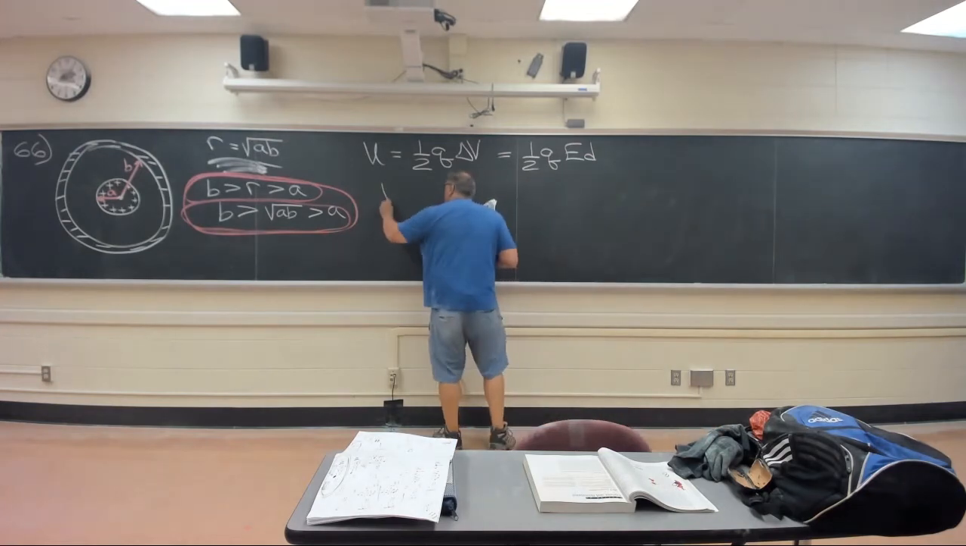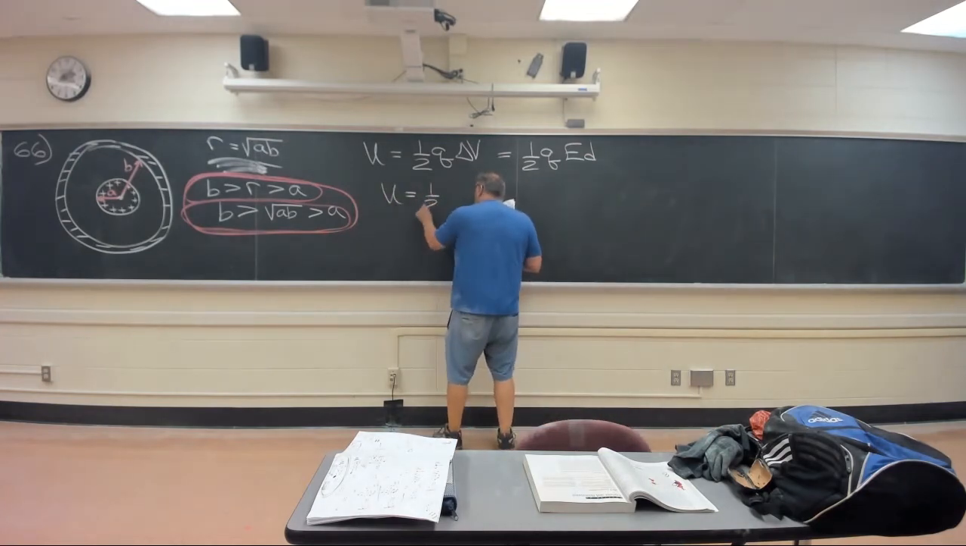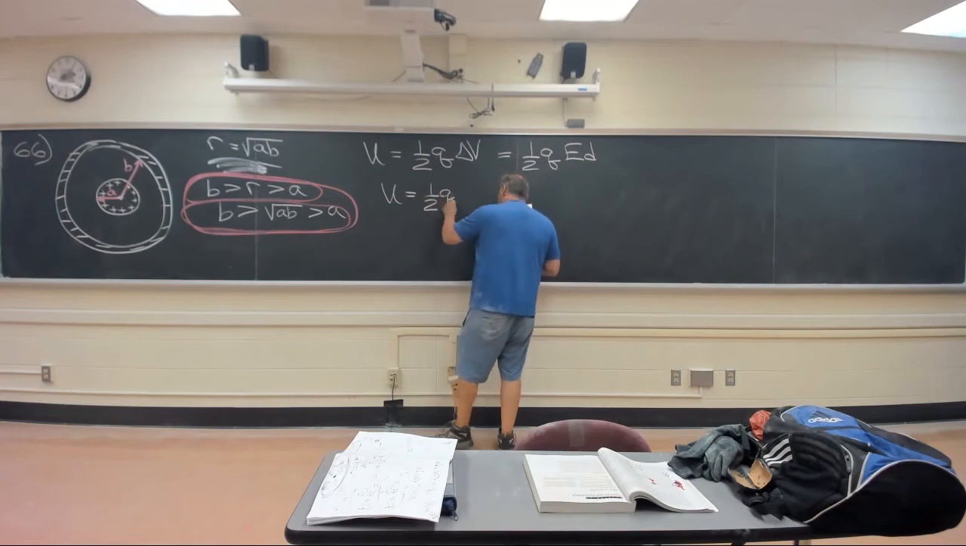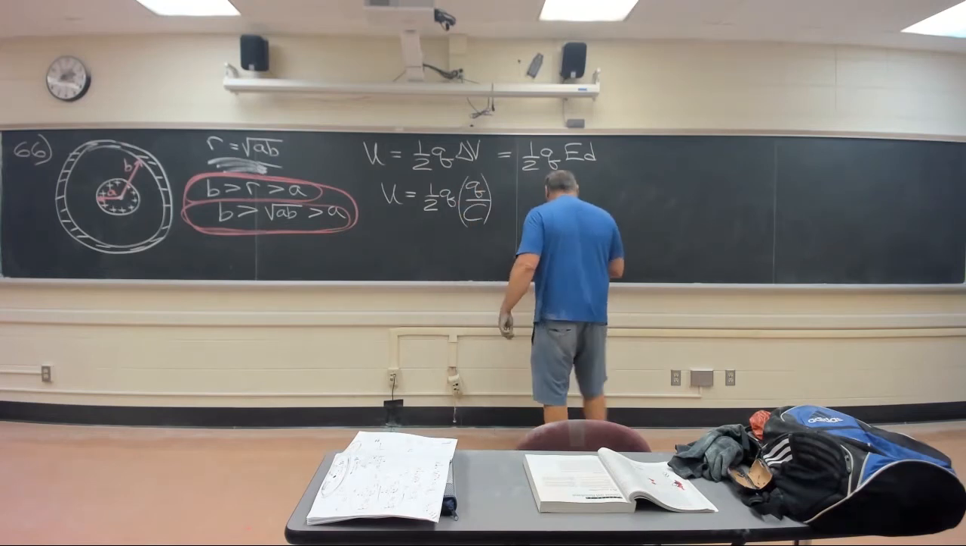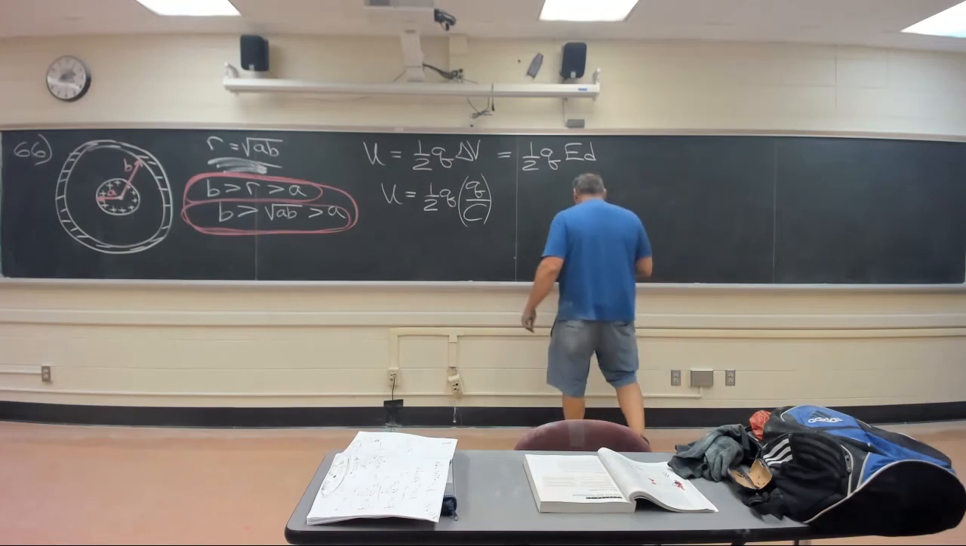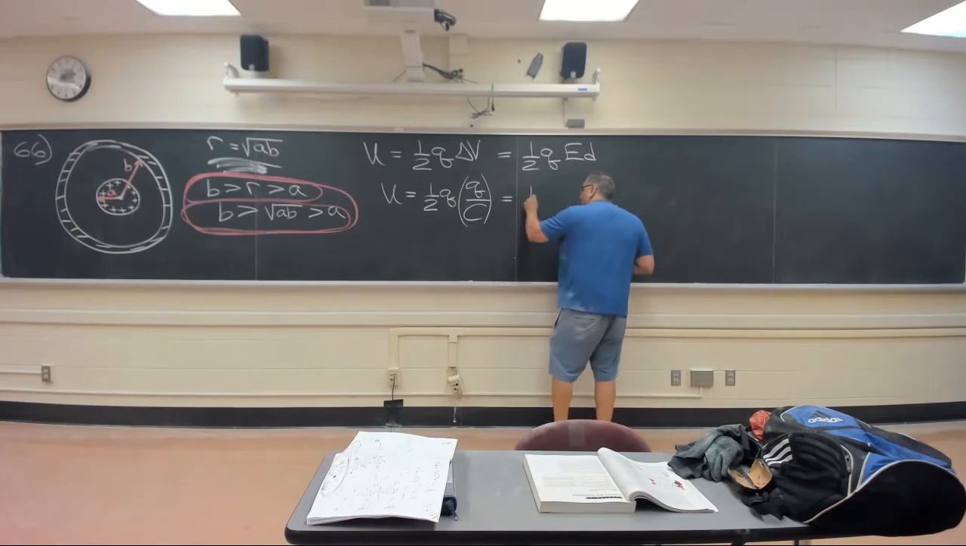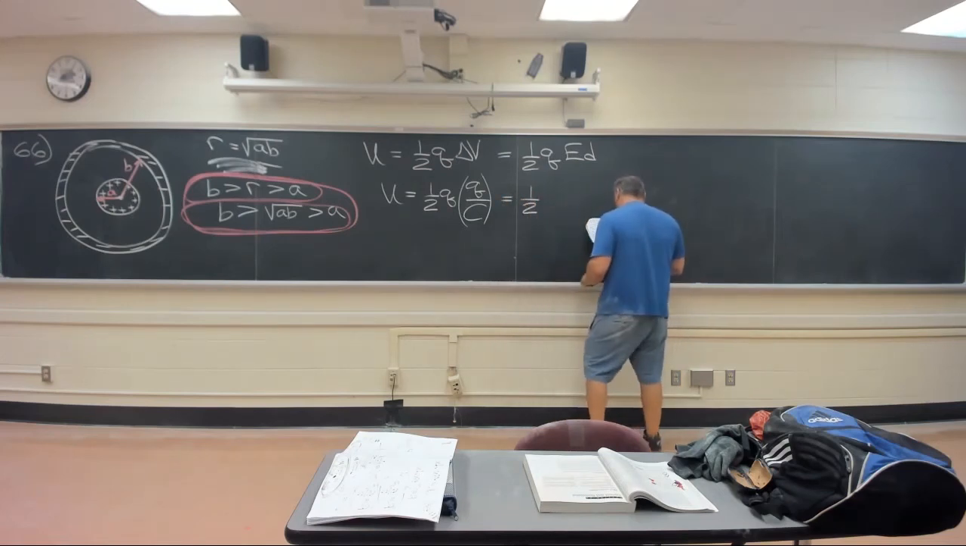We could say that U is 1/2 Q delta V, and delta V is Q over C. Remember, C is Q over delta V. The Q's cancel, delta V goes on top. Sounds about right. Equals 1/2 Q squared.